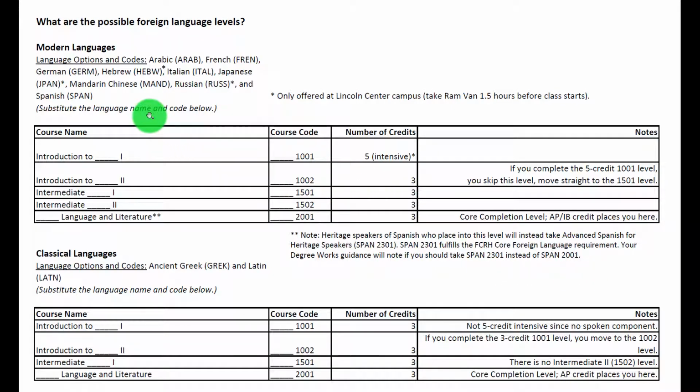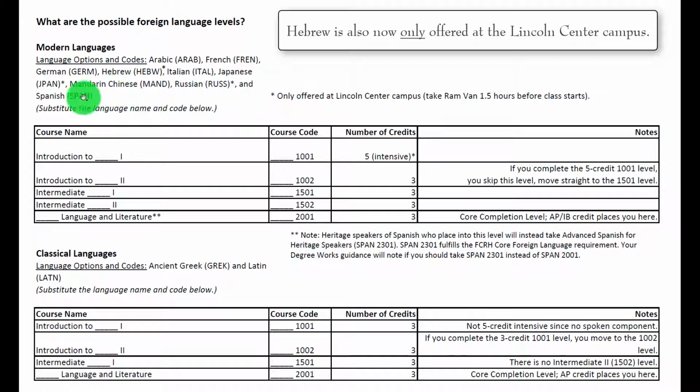One final note before we look at the classical languages about the campuses at which the modern languages are offered. All of these languages, with the exception of Russian and Japanese, are offered at the Rose Hill campus. And if they are offered at the Rose Hill campus, at Fordham College Rose Hill, they need to be taken there. Because Japanese and Russian are only offered at the Lincoln Center campus, you are of course permitted to take them there, even though technically it is in Fordham College at Lincoln Center.